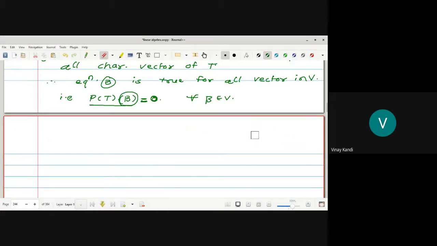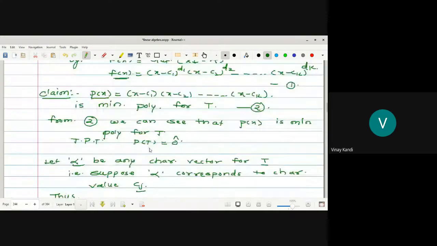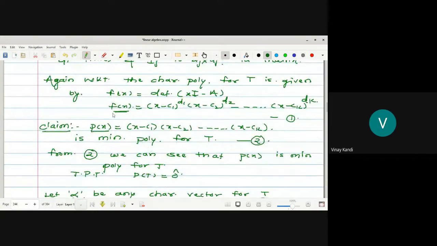So P of T on beta is equal to 0, which implies P of T is the zero operator. That implies P annihilates capital T. So from 1 and 2, what is equation 1? This one. And 2, this P of x is what? The minimal polynomial for T.